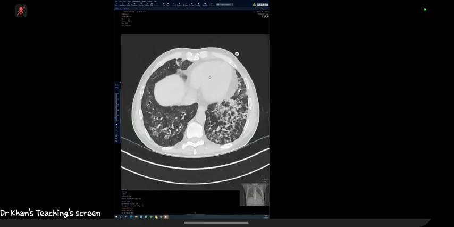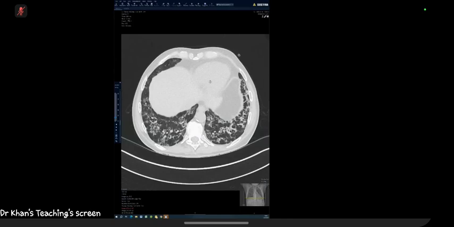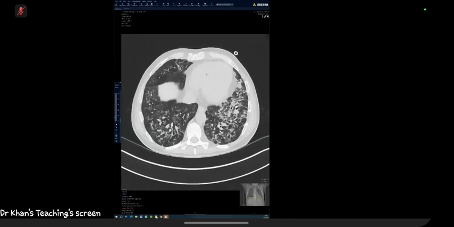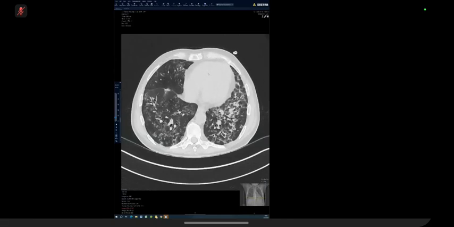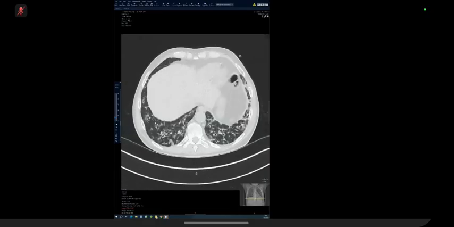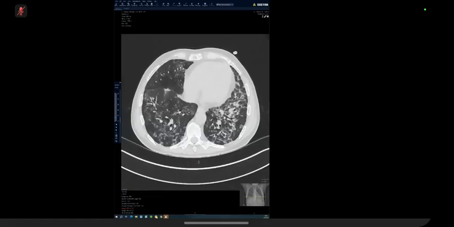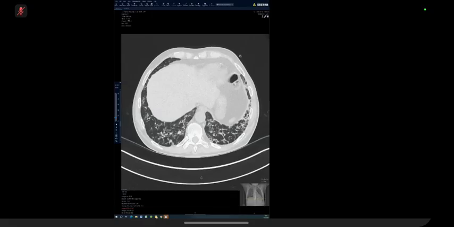You asked me for the history, and then you said history of smoking. If smoking caused this, nobody would be a smoker. So sadly, smoking doesn't give us this. Smoking gives us DIP and RB-ILD, but this is not the appearance for that.